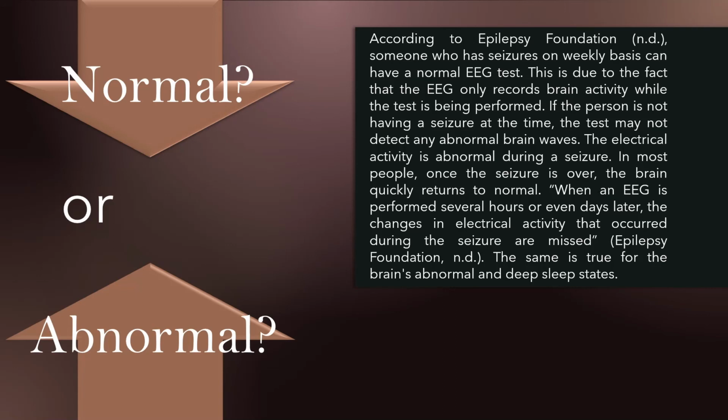The electrical activity is abnormal during a seizure. In most people, once the seizure is over, the brain quickly returns to normal. When an EEG is performed several hours or even days later, the changes in electrical activity that occurred during the seizure are missed. The same is true for the brain's abnormal and deep sleep states.